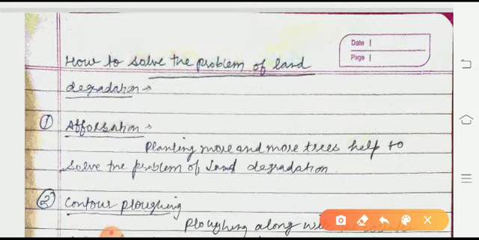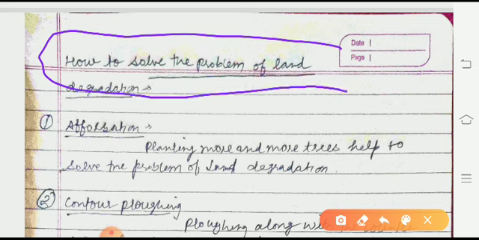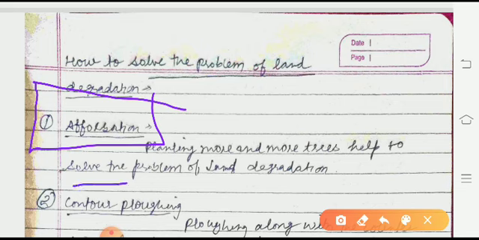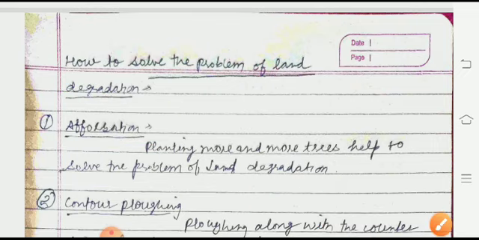Now the next question: how to solve the problem of land degradation? So far we have seen how over irrigation, mining, and deforestation are causes of land degradation. Now, how to prevent land degradation? The first and most important method to prevent land degradation is afforestation. In this we cultivate more and more trees, which help to solve the problem of land degradation.